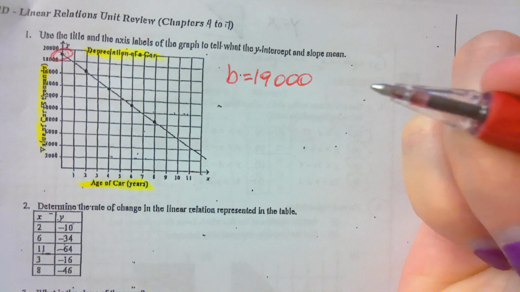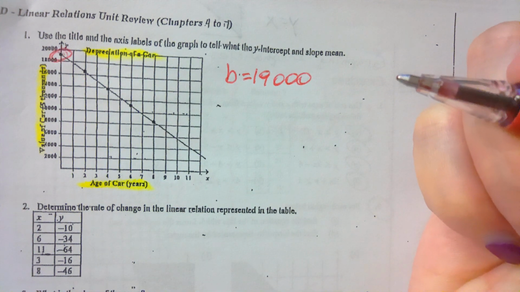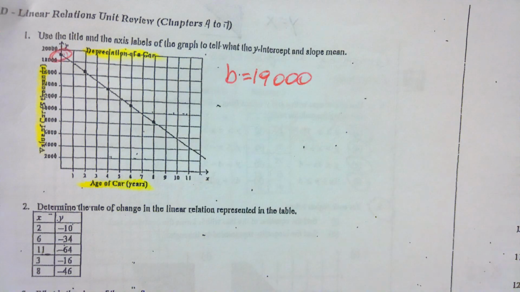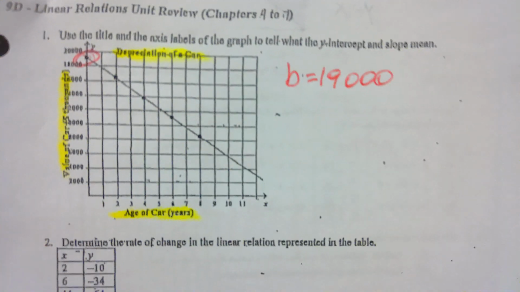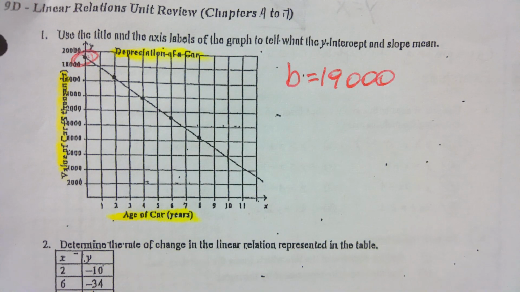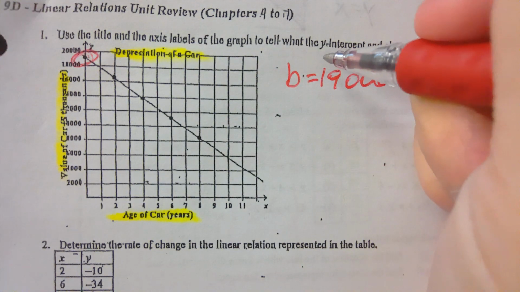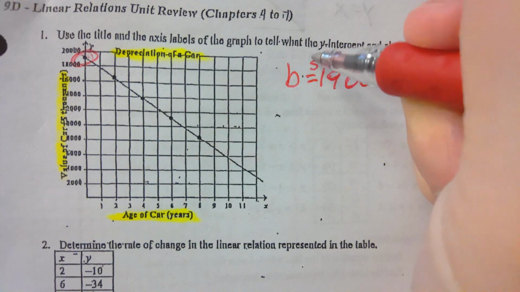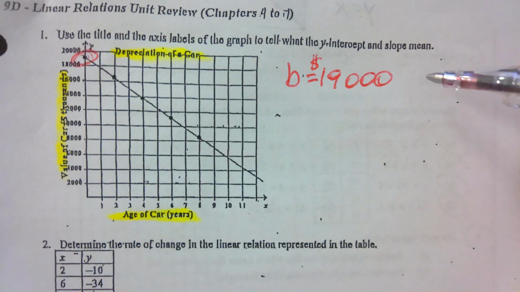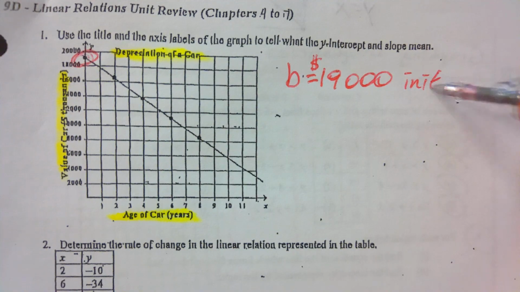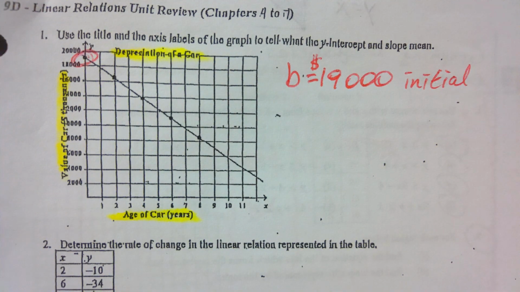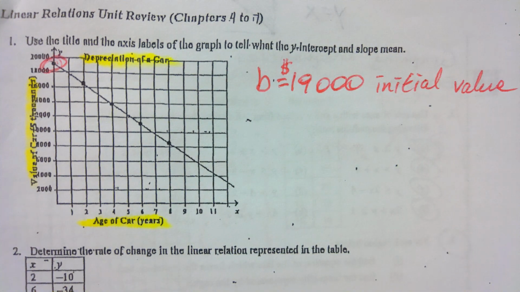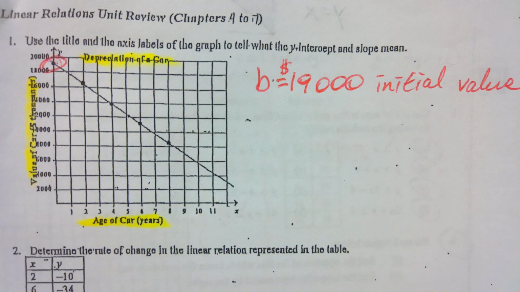Alvin, what do you think the 19,000 represents? Okay, but in terms of the context of the question, when is that value? The value of the car? Right, at the beginning, initial value, remember. So this is the initial value of the car. Remember, your y-intercept just represents the initial number. So in this case, Alvin bought the car for $19,000.